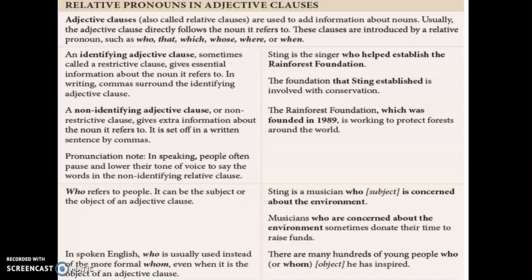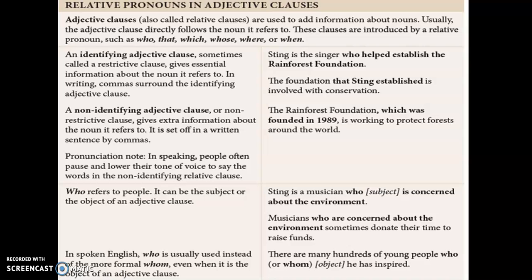Adjective clauses, also called relative clauses, are used to add information about nouns. Usually the adjective clause directly follows the noun it refers to. These clauses are introduced by a relative pronoun such as who, that, which, whose, where, or when.